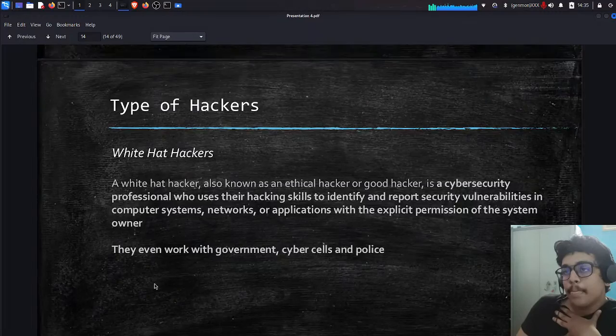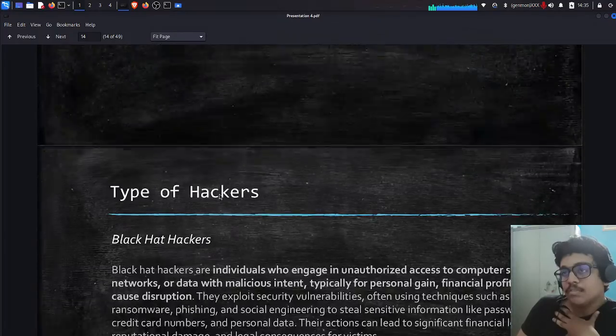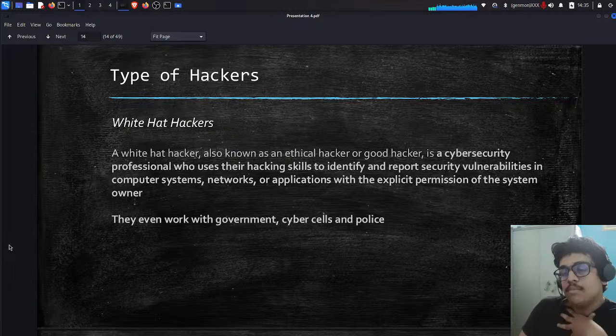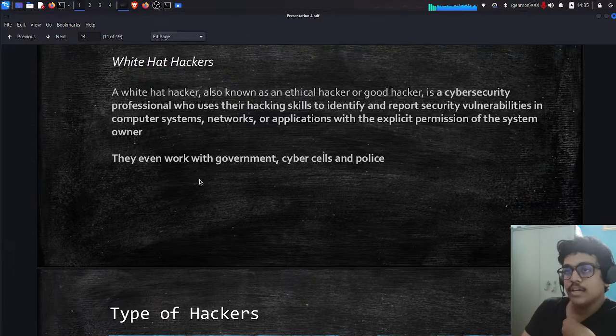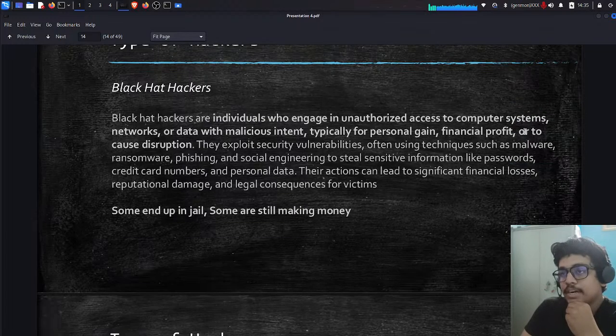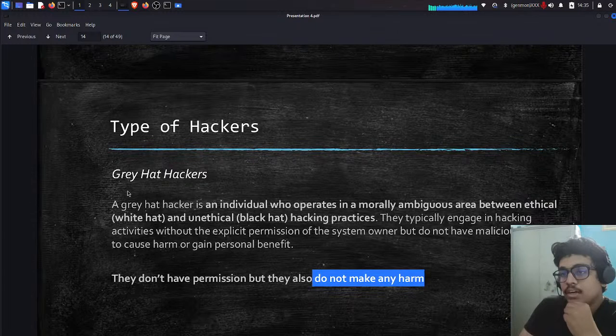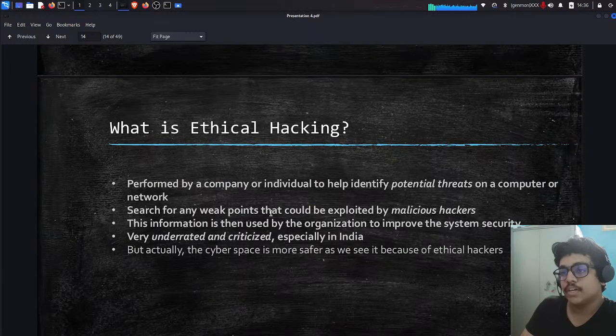So the common thing in all three hackers is that the technique used to exploit a system is the same. White hat hackers have permission, their intent is good. Black hat hackers have no permission, their intent is bad. The intent of gray hat hackers, we don't know what their intent is, but they just test their skills in hacking the system. So these are the different types of hackers.